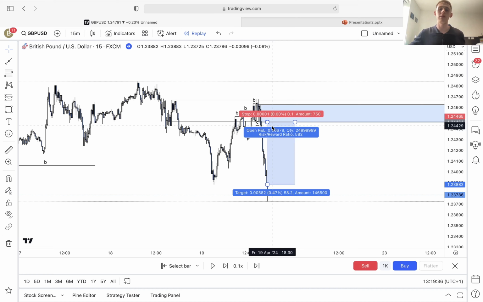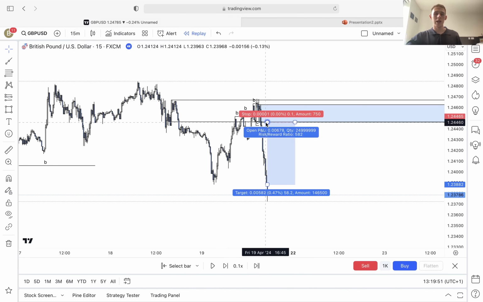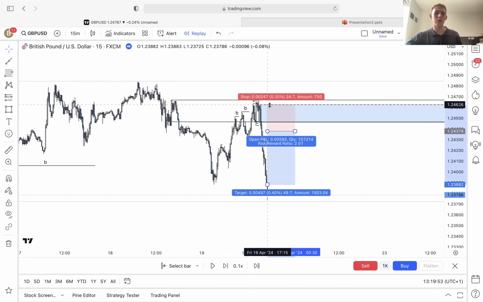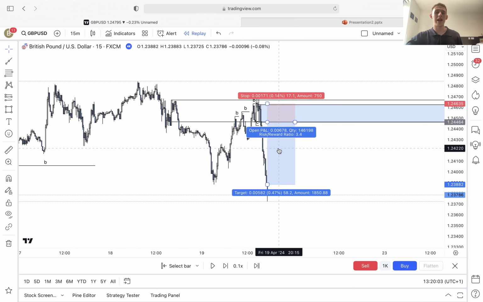So a break-even rule is very simple: no break-even except for high-impact news events. So if a high-impact news event is coming out, we make the trade break-even. Otherwise, we simply let it run to the take profit or the stop loss. And one thing I want to say about this as well is this is probably one of the hardest parts about any given strategy, is letting the trade play out.